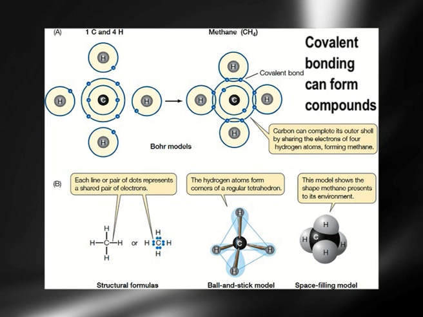The geometry of these type of covalent molecules can be expressed by this ball and stick model, where you can see that the hydrogen atoms are arranged around the carbon in a tetrahedral manner. Okay, that depends on the orientation of the overlapped orbitals of carbon and hydrogen. In this space filling model, you can see this represents the overall shape or contour of the molecule.